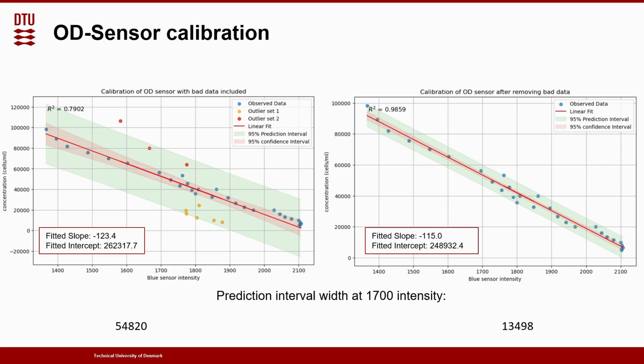So we believe that it might have been air bubbles in our system while we were doing the measurements that resulted in these outliers, and we therefore decided to remove them, which leads us to the plot on the right, where we have a much nicer fit, and we have a 95% prediction interval of 13,500, which is good for what we want to use it for.